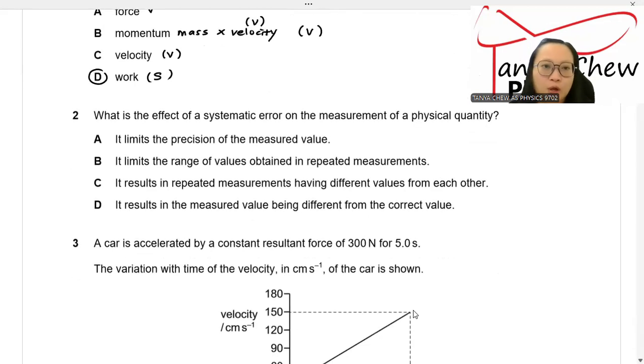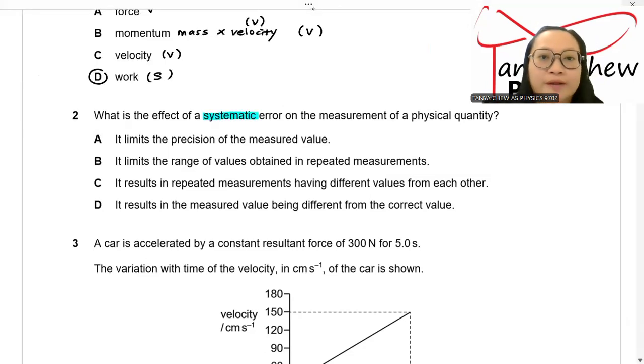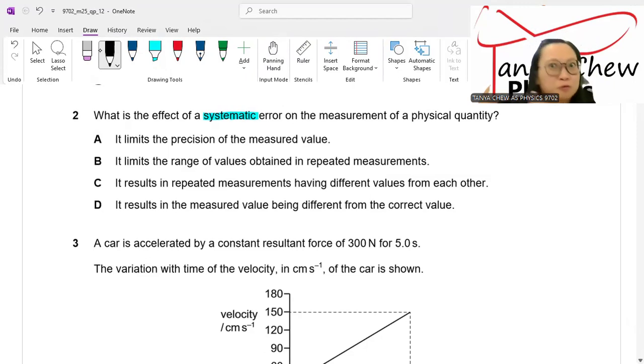Now, question number two. What is the effect of a systematic error on the measurement of a physical quantity? If you're confused, I want you to see this word. When you see the word systematic, this is related to system. System is related to apparatus. Right, let us look at A. It limits the precision of the measured value. Systematic error is the error on your apparatus. Like, for example, you forgot to minus the zero error on a micrometer screw gauge. You forgot to minus the zero error on the ammeter, voltmeter, etc.